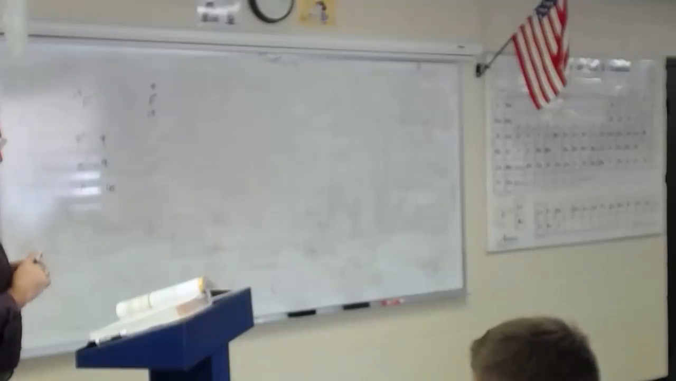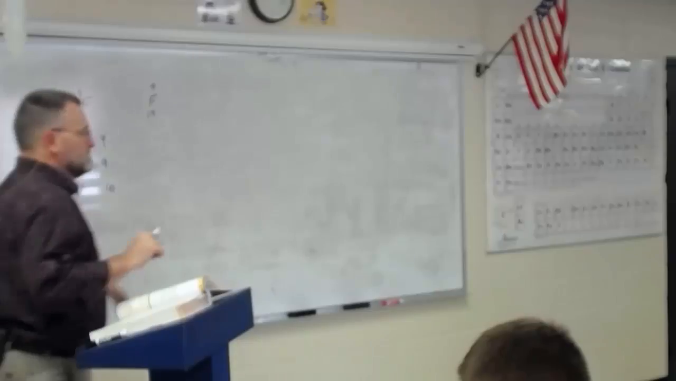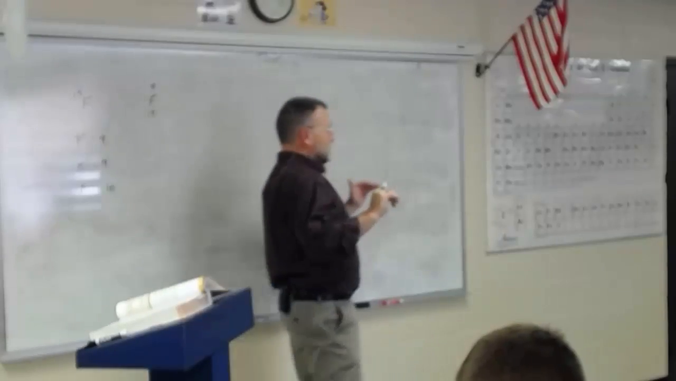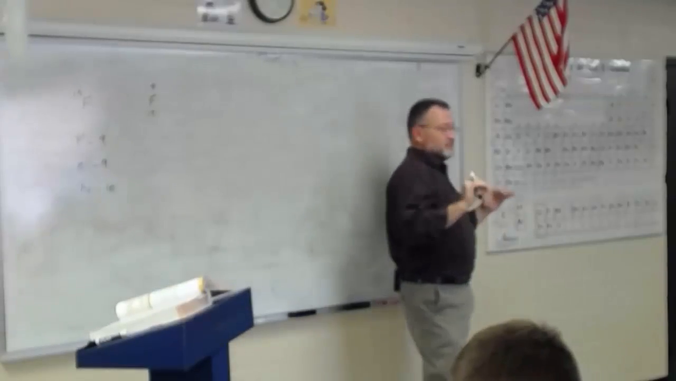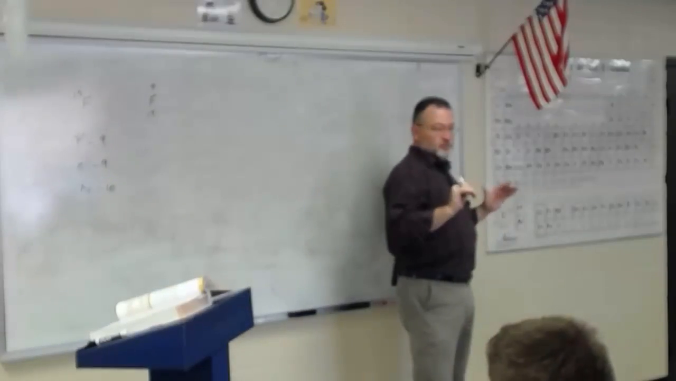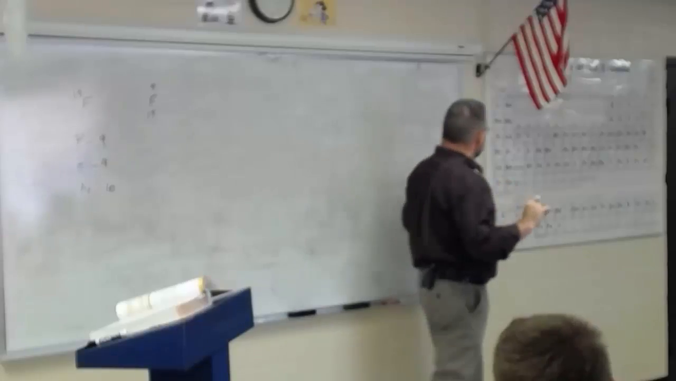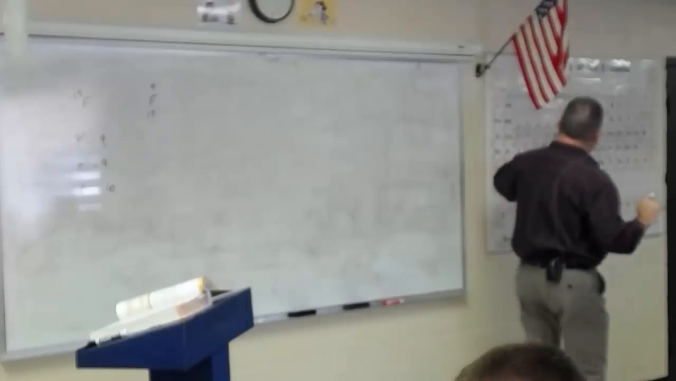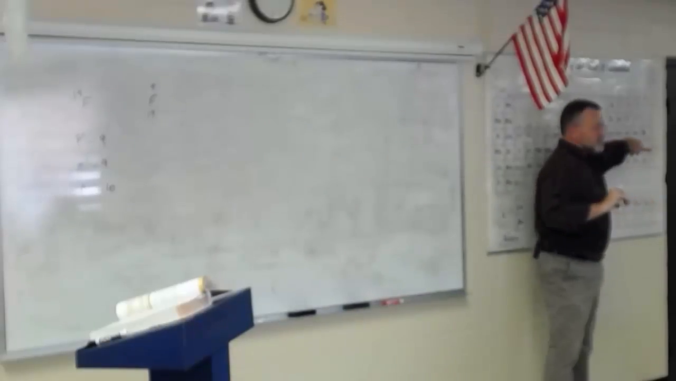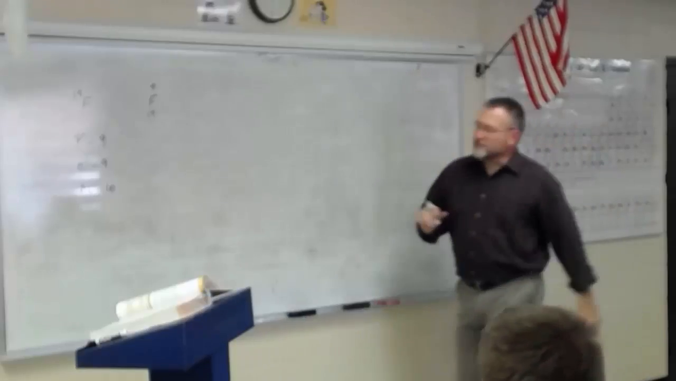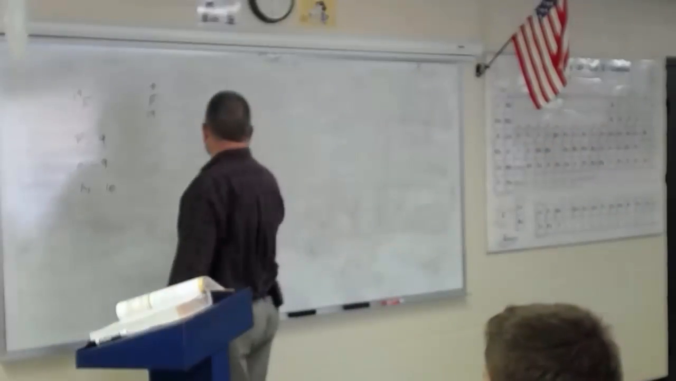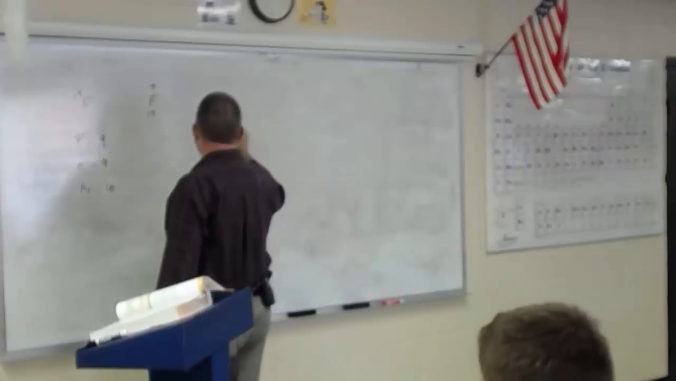Three says an atom has 33 protons. Stop. What is it? It has 33 protons. That's as far as we need to read. An atom has 33 protons. 33 is arsenic, so it's As. If it has 33, it has to be arsenic.